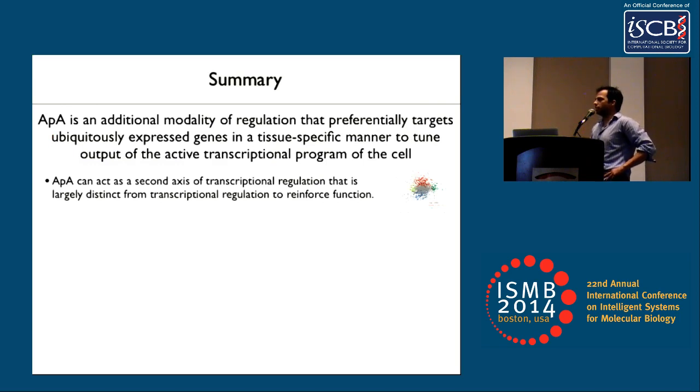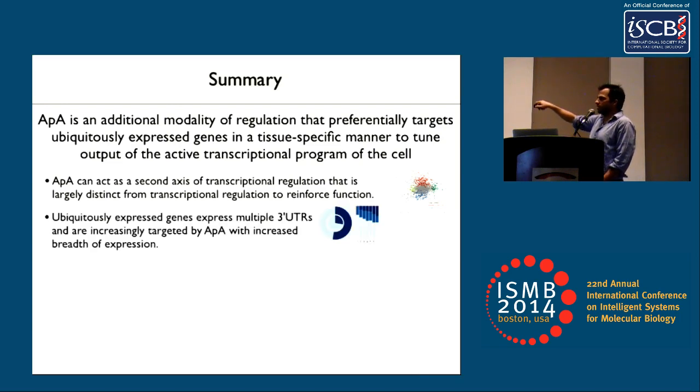And just as a recap, one of the main observations that we're making is that APA is an additional modality of regulation that preferentially targets ubiquitously expressed genes in a tissue-specific manner. I've shown this in several ways, I think. Here, this is the secondary axis of regulation by APA versus differential expression. They're largely mutually exclusive. As genes increase in their breadth of expression, we see increased incidence of regulation or modulation by APA.